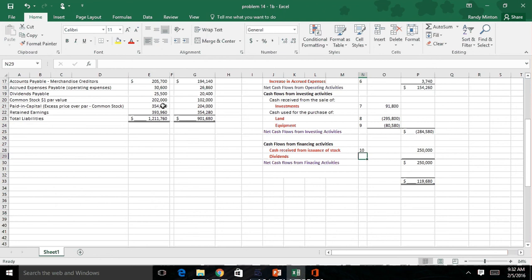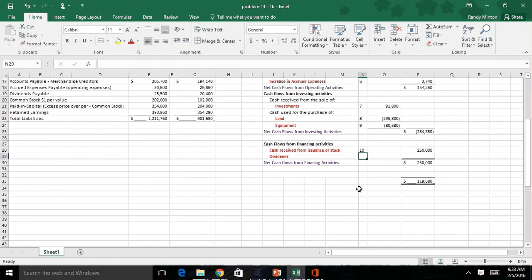cash flow. Now we look down here at the bottom and we see we're still a long way from 22,780, but luckily we have dividends here. Now this is getting a little bit tricky. It tells you in your book that there was a $102,000 debit to retained earnings for cash dividends declared. If I put the $102,000 in there by itself, I will not be correct.